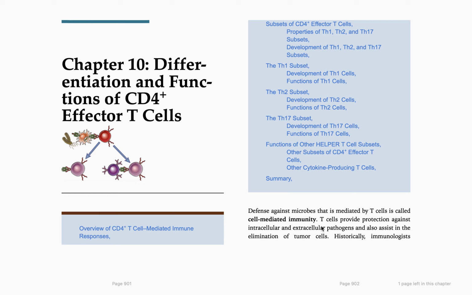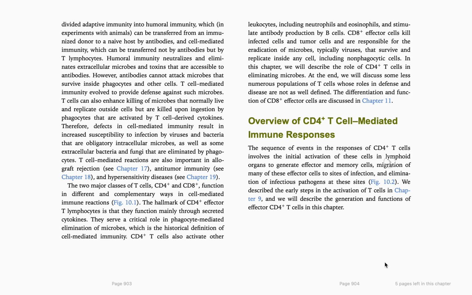Defense against microbes that is mediated by T cells is called cell-mediated immunity. T cells provide protection against intracellular and extracellular pathogens and also assist in elimination of tumor cells. Historically, immunologists divided the adaptive immunity into humoral immunity, which in experiments with animals can be transferred from immunized donor to naive host by antibodies, and cell-mediated immunity, which can be transferred not by antibody but by T lymphocytes.